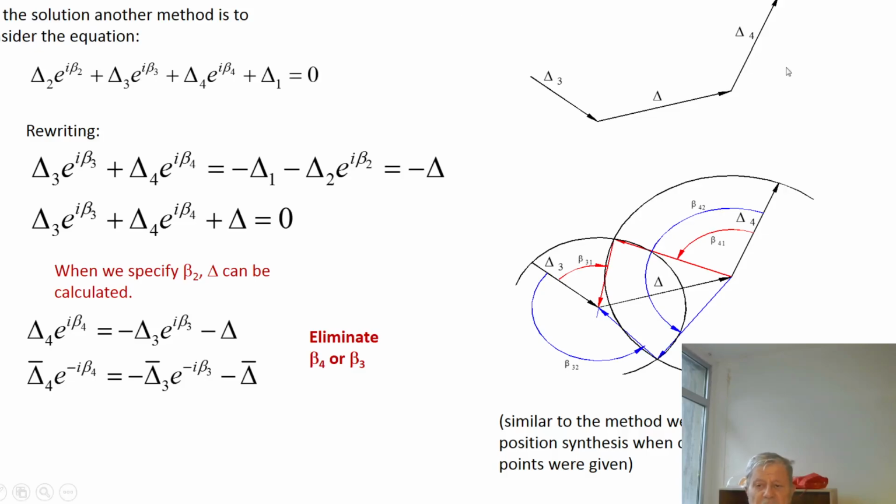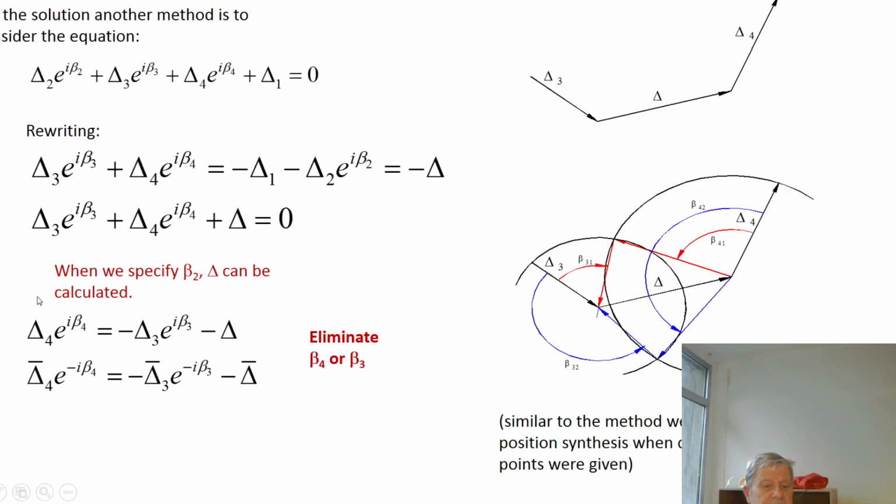They form a chain, like this. When I rotate delta 3 by beta 3, when I rotate delta 4 by beta 4, they close and form a loop. This is what it means. When delta 3 is rotated by beta 3, when delta 4 is rotated by beta 4, delta is fixed, these angles are beta 3 and beta 4. Now, you can use this geometrical construction to determine beta 3, beta 4. This geometrical construction, you can treat analytically. I have shown it for center point determination.